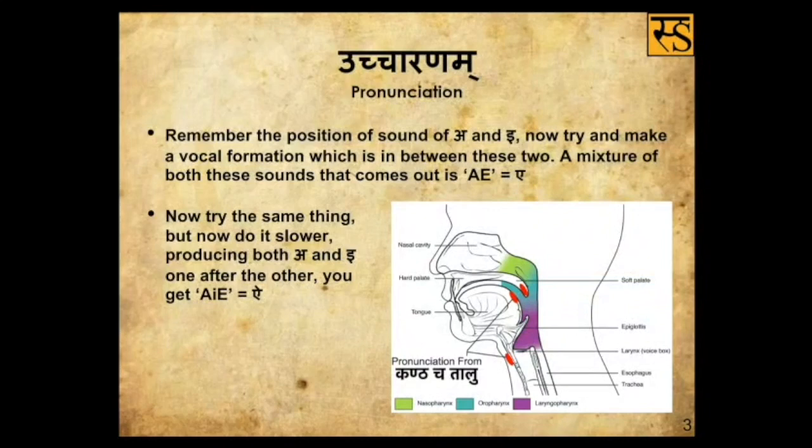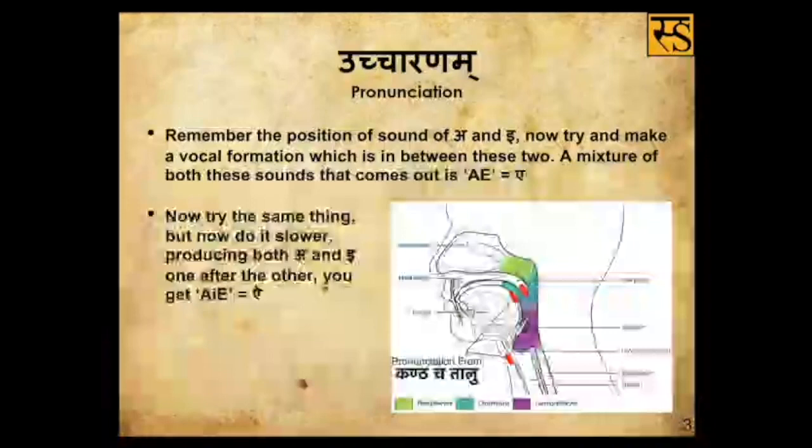Now, try the same thing, but this time do it slower, producing both a and e, one after another. A, e. We get ai. So, the pronunciation of a and ai is from kantha, that is voice box, and talu, that is the soft palate.